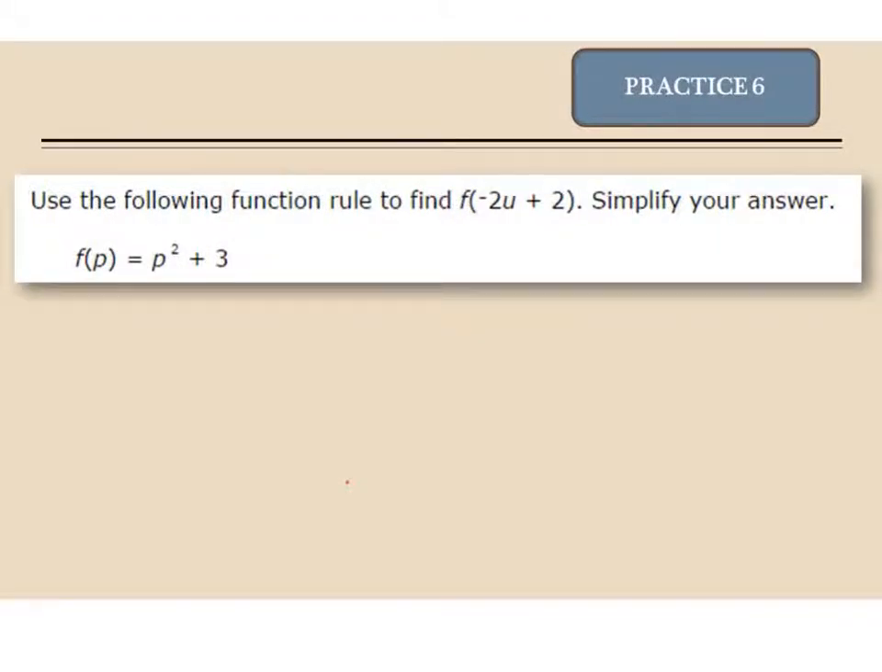Practice 6, which is going to be the hardest one for you, is to find f of negative 2u plus 2. And the rule is f of p equals p squared plus 3, which means you're going to have to square negative 2u plus 2. So you're going to have to use FOIL to multiply negative 2u plus 2 times negative 2u plus 2.